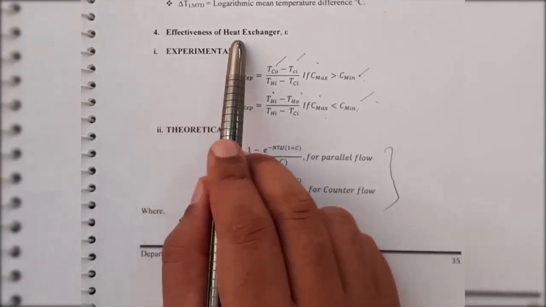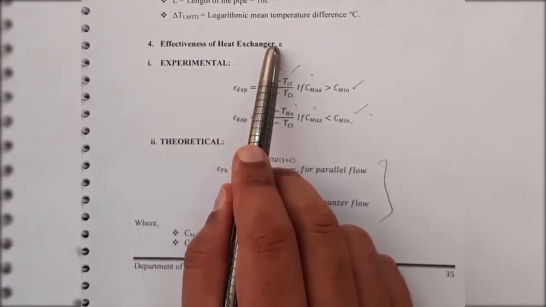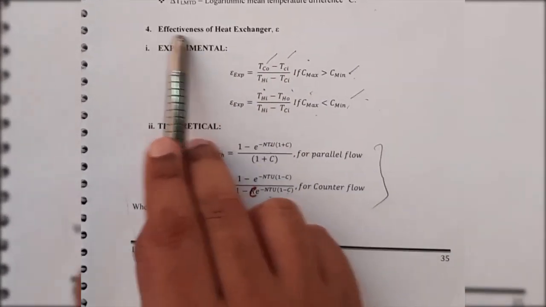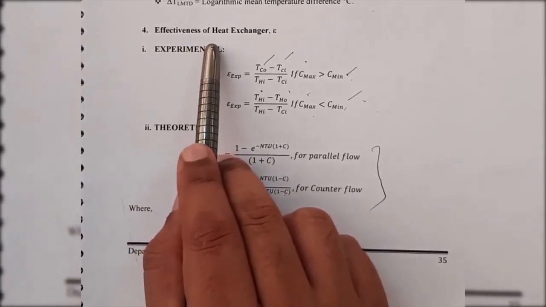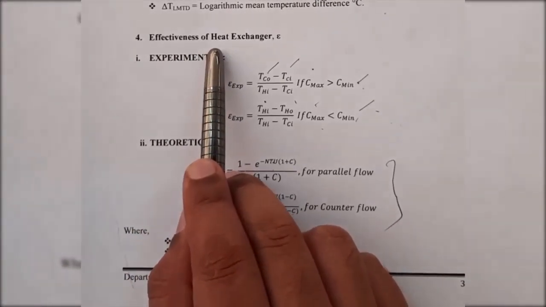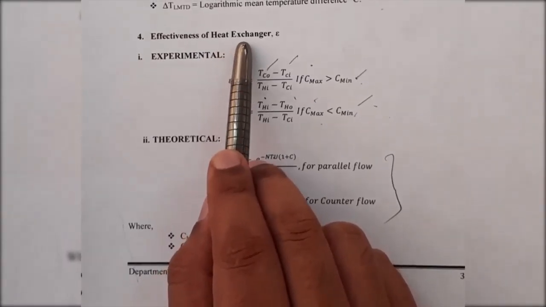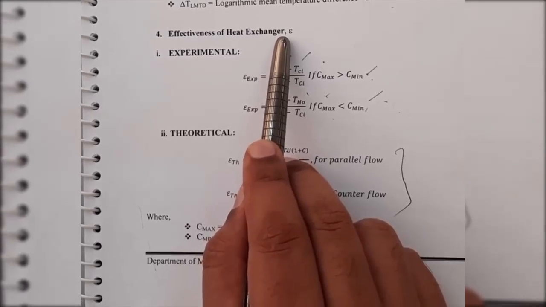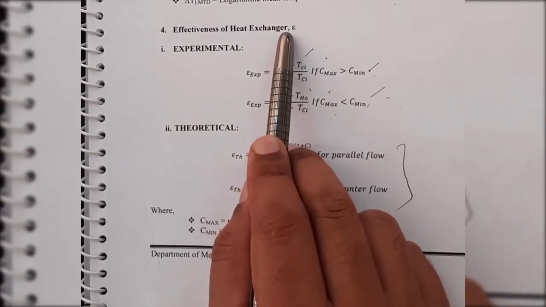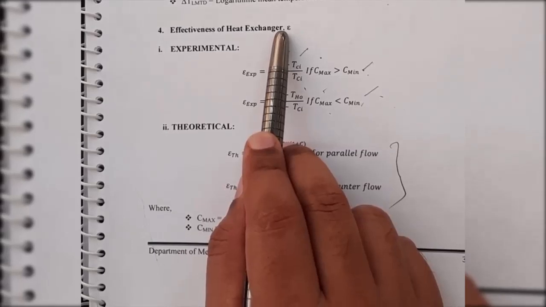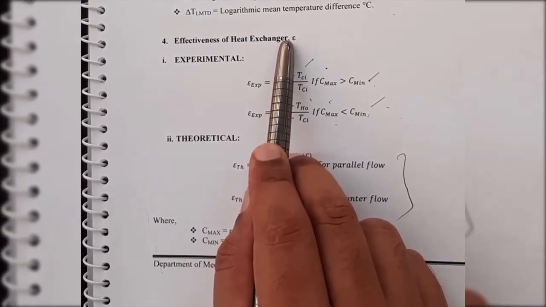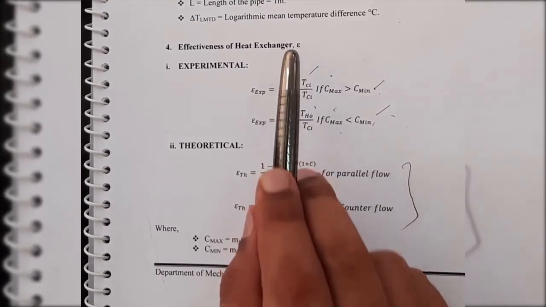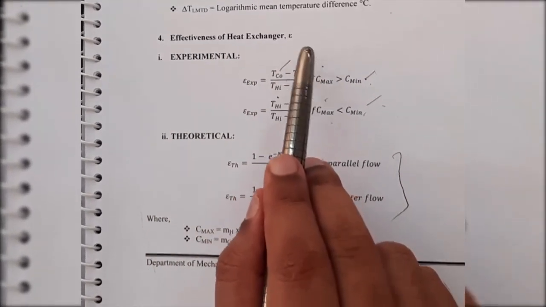The fourth one you are supposed to find, the objective of this experiment, is the effectiveness of the heat exchanger, that is epsilon. What does effectiveness mean? It is the ratio of the actual heat transferred to the maximum possible heat transfer. It shows the efficiency of the heat exchanger. What can be the maximum possible heat transfer, and through this heat exchanger, what is the amount of heat actually taken out. That shows the effectiveness of the heat exchanger. It will always be less than 1.